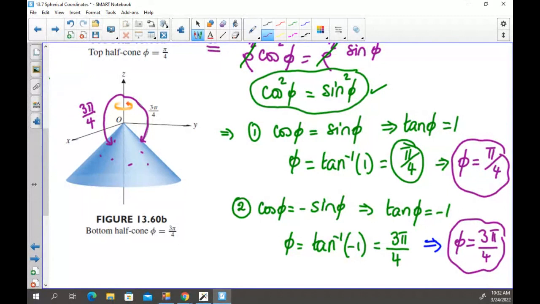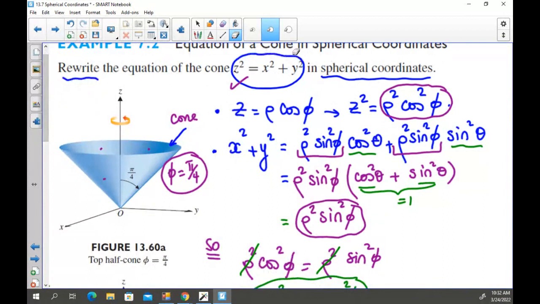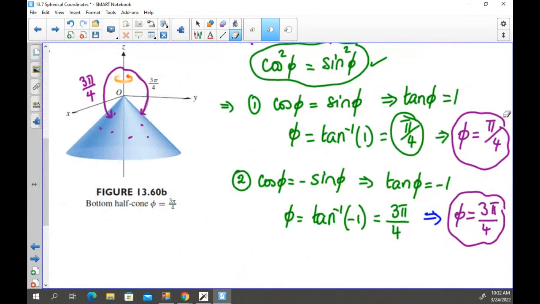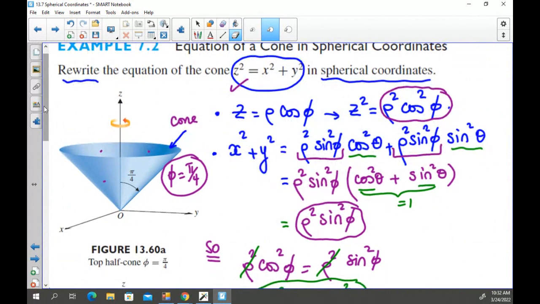Therefore, this equation, z squared equal to x squared plus y squared, when we change it to spherical coordinates, becomes two equations. Either phi is pi over 4 or phi equal to 3 pi over 4. So these are the two equations that we get from the initial equation that we started with. Are we okay here?